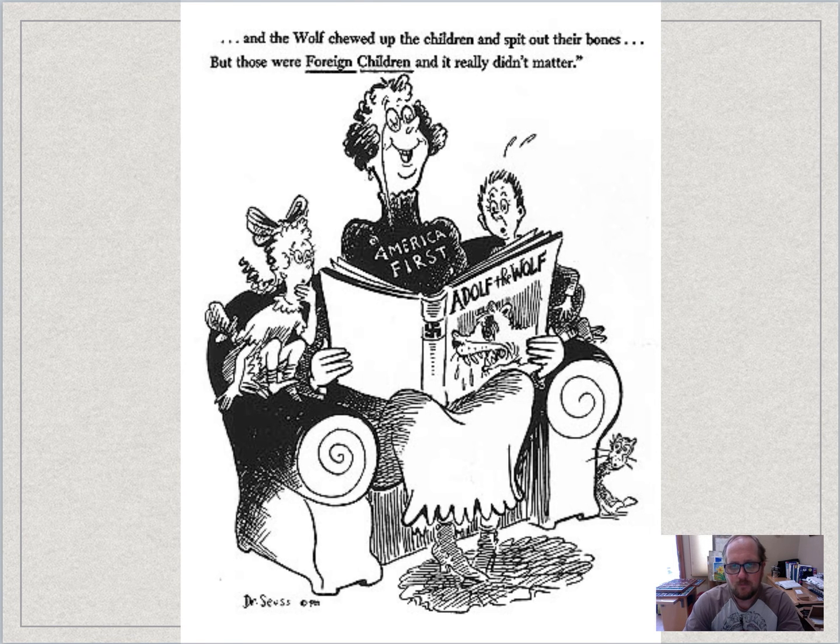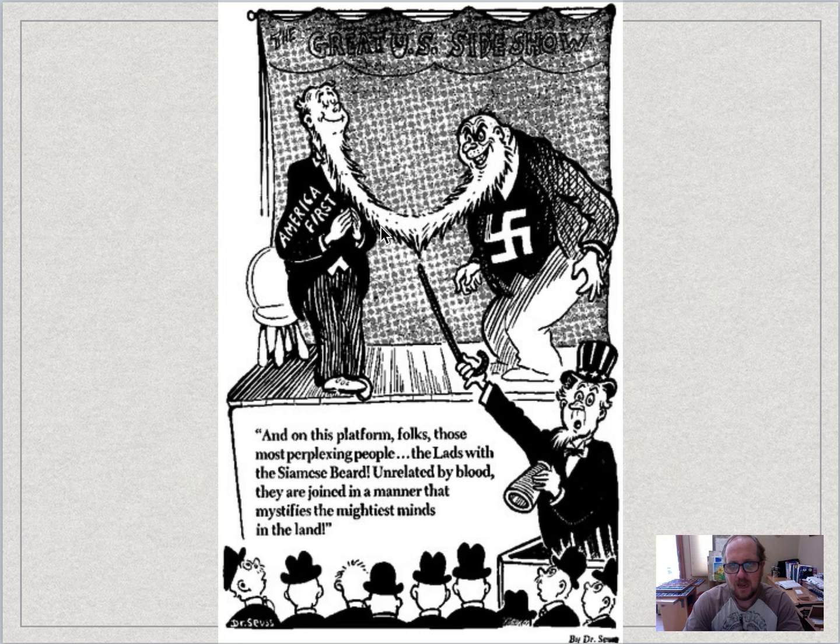The second one, again, you see the America First Committee and Nazism over there. You can see their beards tied together. And on this platform, folks, those were the most perplexing people, the lads with the Siamese beard, unrelated by blood. They were joined in a manner that mystifies the mightiest of minds of the land. Again, by Dr. Seuss.